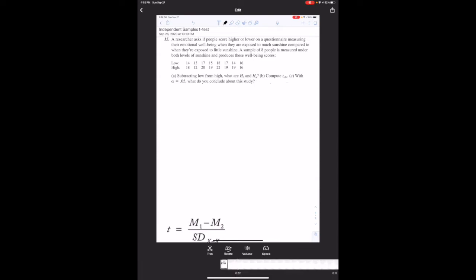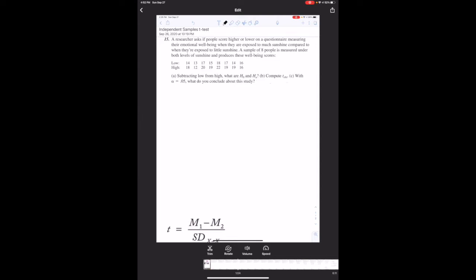A researcher asks if people score higher or lower on a questionnaire measuring their emotional well-being when they are exposed to too much sunshine compared to when they're exposed to too little sunshine. A sample of 8 people is measured under both levels of sunshine, and that produces these well-being scores. So we have a group of low sunshine, and we have a group of high sunshine. And then it says, subtracting low from high, what are your null and alternative hypotheses? Compute your T obtained, and with an alpha of 0.5, what do you conclude from this study?